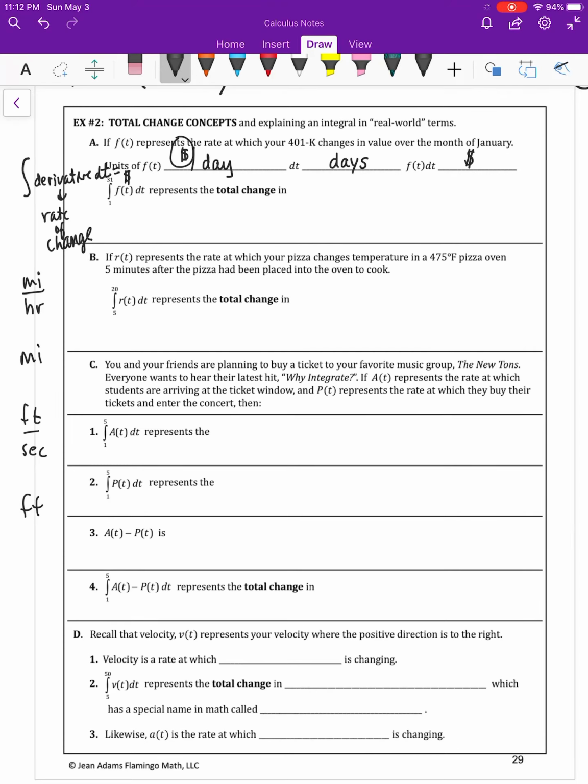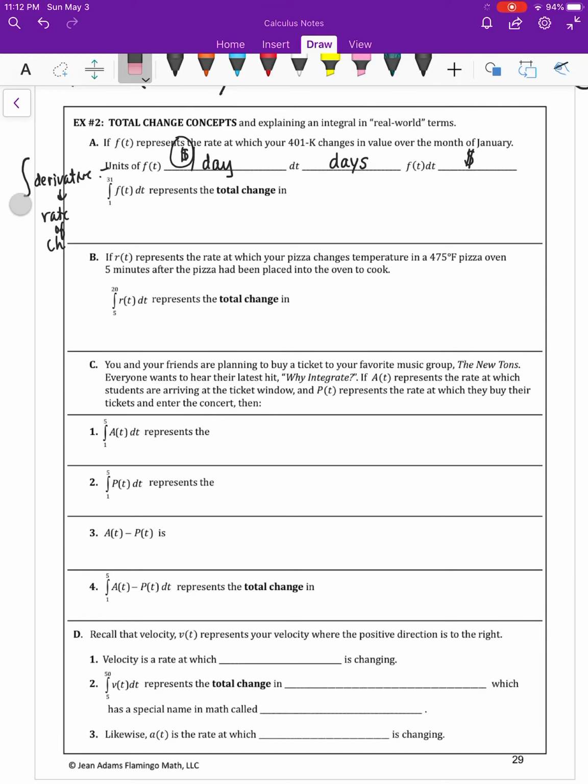If it were miles per hour that you were integrating, your answer would be in miles. If it were feet per second that you were integrating, your answer would be feet. Okay, so just things like that to think of whenever you've got a real world problem, because a lot of times looking at the units is going to help you understand what to do to solve it.